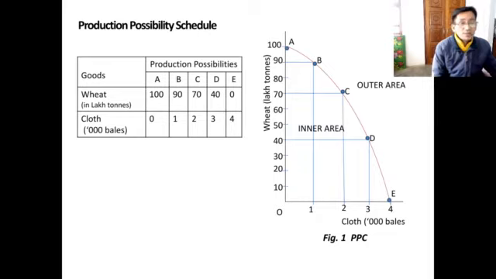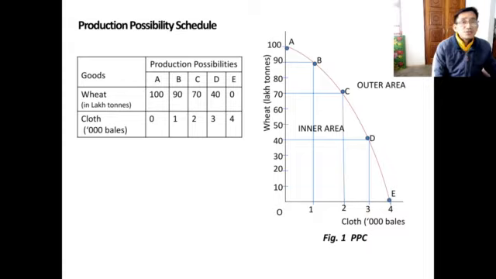The last one is production possibility E. If we use all the resources for the production of cloth, that is 4000 bales of cloth, what happens? There is no production of wheat. These are the production possibilities.